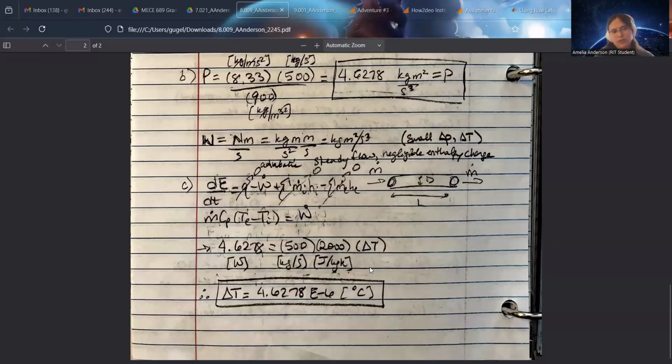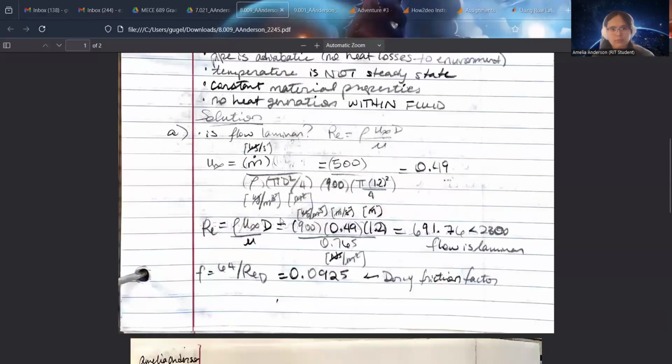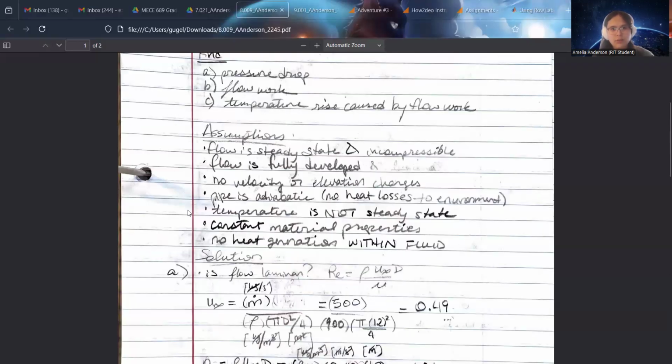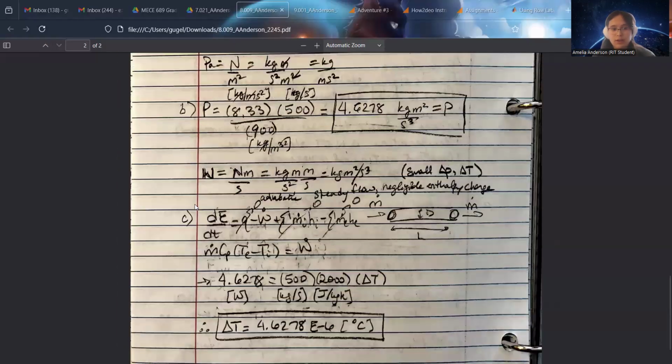Sorry, the temperature doesn't cancel because there's no temperature here. Apologies. Let's redo the units. Our kilograms cancel. Joules per second is a watt, so our watts cancel. We're left with delta T in Kelvin, which is the same as degrees Celsius when it's a delta. And what we end up with is our delta T is smaller than millikelvins. It's tiny. So we can safely confirm that the pressure drop, flow work, and temperature rise in steady, incompressible flows is negligible.